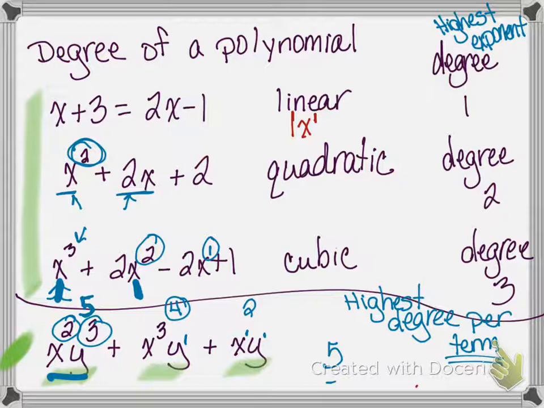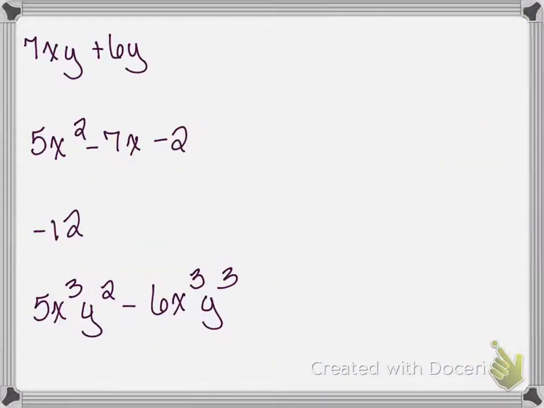Can I move off this screen? Okay. Here we go. I have 7xy plus 6y. All I'm doing here is determining the degree. For my first one and my last one, I have more than just one variable. I've got x and y in both of those. So for this term right here, what's the degree of that term? 2, because I've got the 1 and I've got the 1. What's the degree of this term? 1. What's the highest one? 2. So the degree of this is 2.